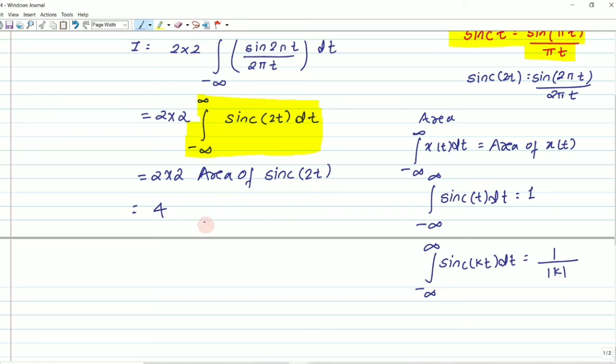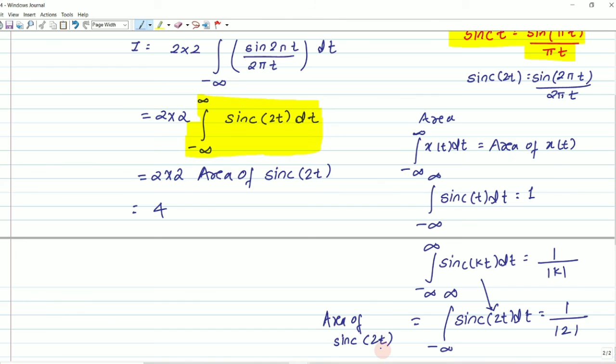The area of sinc 2t, the integral from minus infinity to infinity of sinc 2t dt, can be written as 1 upon mod of 2. Here k is 2, so we can replace k with mod 2. Understood this part? The area of sinc 2t can be written as 1 upon mod 2, so 4 divided by 2, which is equal to 2. Our final answer of the integration will be equal to 2.